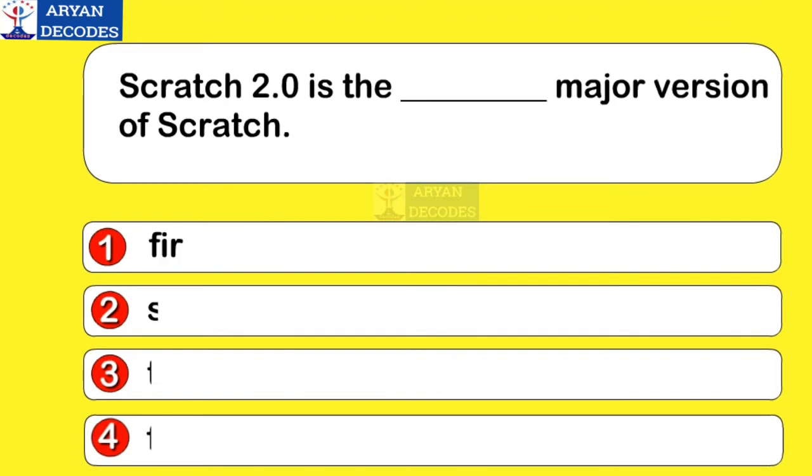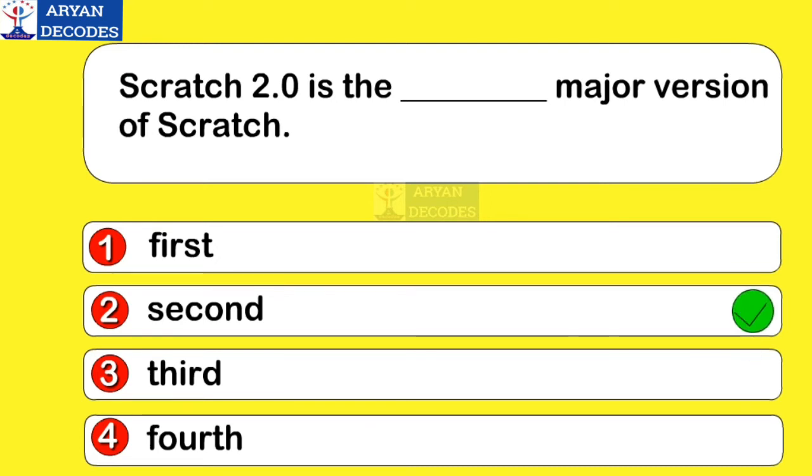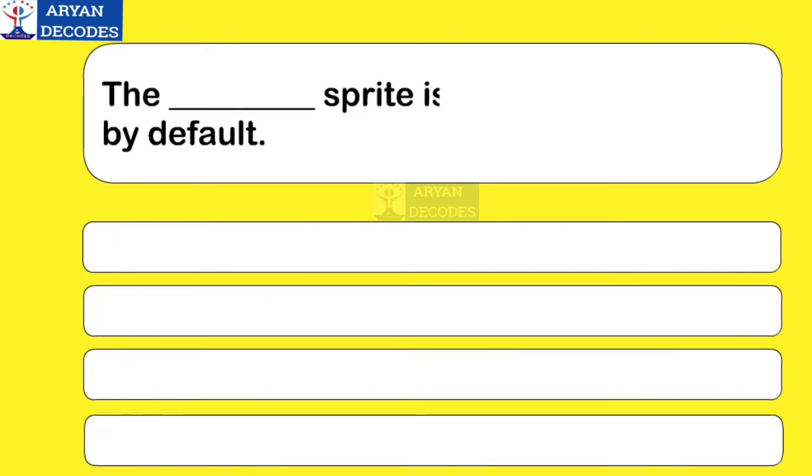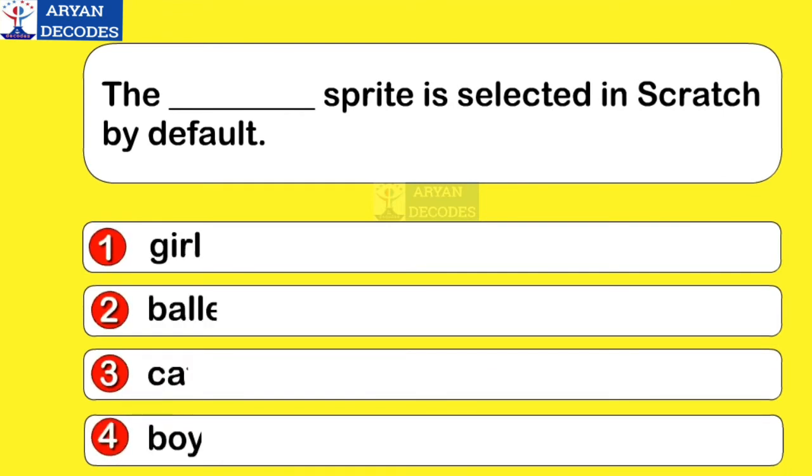Scratch 2.0 is the dash major version of Scratch. And the correct answer is second. Next question is, the dash sprite is selected in Scratch by default. And the correct option is cat. Now move on to the next question.